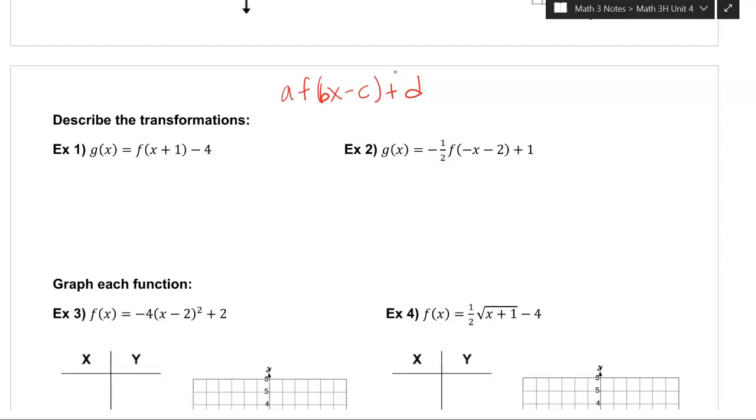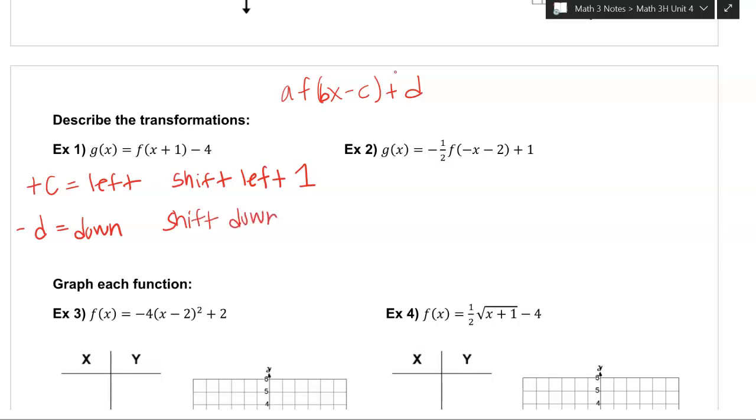We don't have an a value. We don't have a b value. We have a c value. So remember, if c is positive, we are going to move to the left. So we're going to shift left 1. All right, and then we have a d value. It's negative. Negative d is going to be down. So we're going to shift down 4. And that's it. You're just describing the transformations.